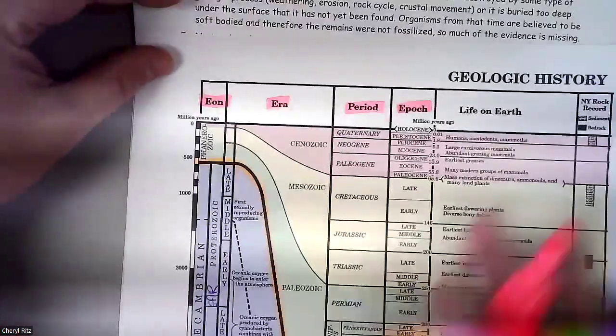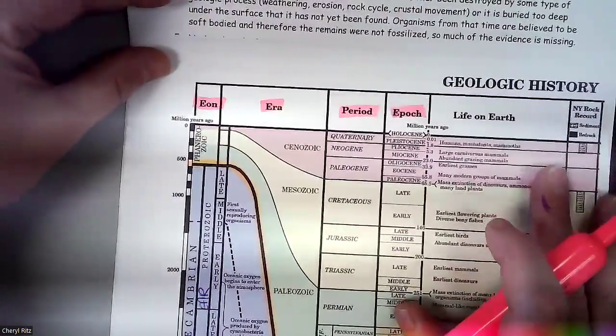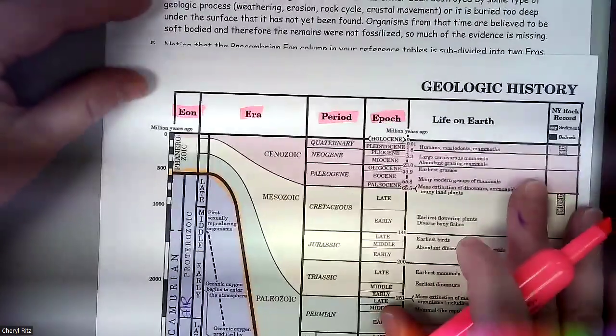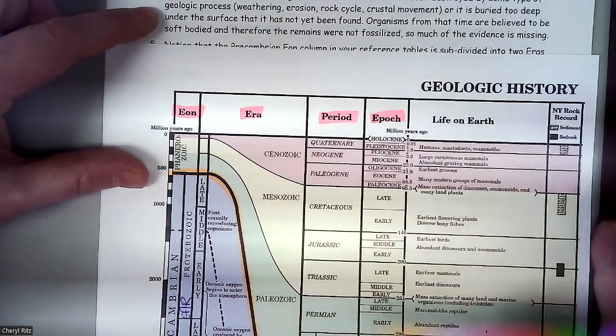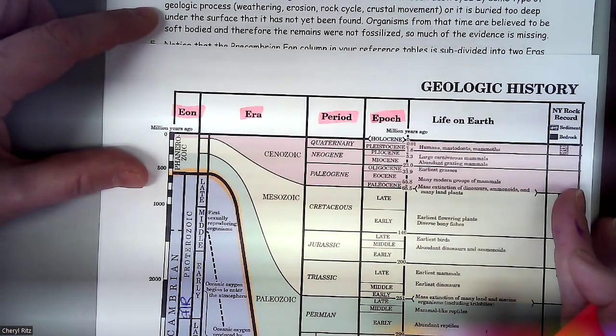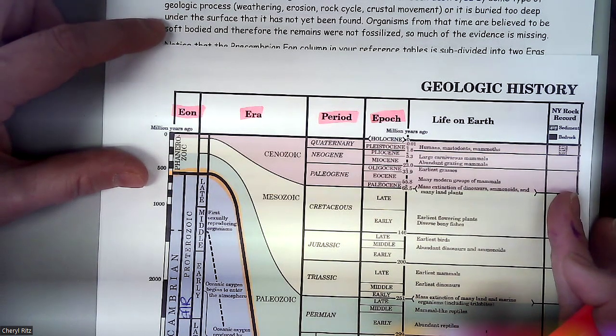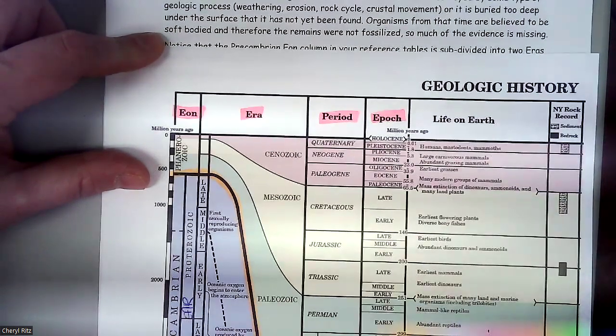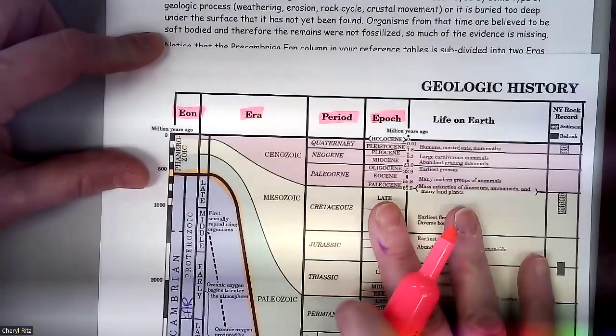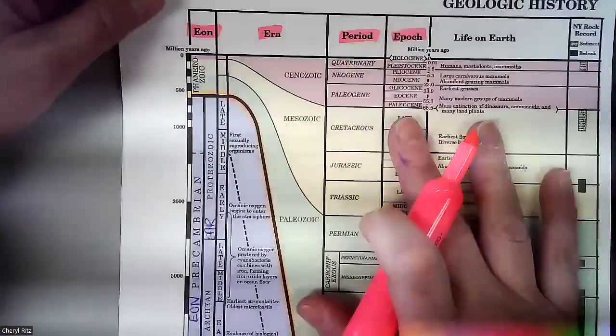Number 4, this one looks long. Much of the rock record during the Precambrian has either been destroyed by some type of geological process, like weathering, erosion, rock cycle, crustal movement, or is buried too deep under the surface that it has not yet been found. Organisms from that time are believed to have been soft-bodied, and therefore the remains are not fossilized. So much of the evidence is missing. Oh, there was nothing to do there.